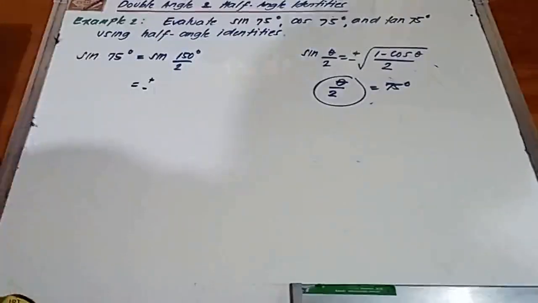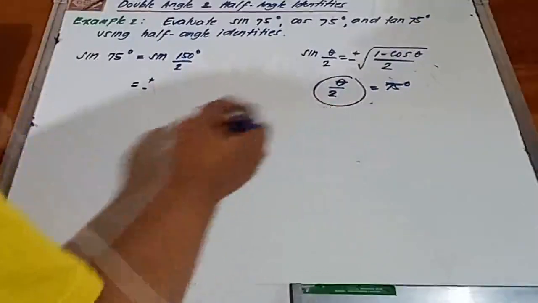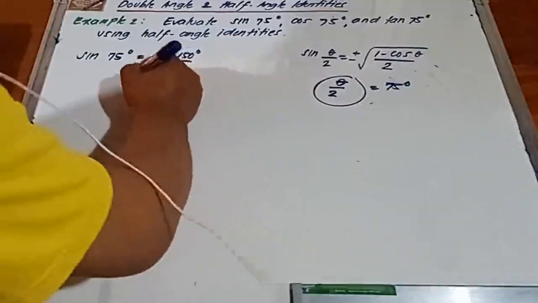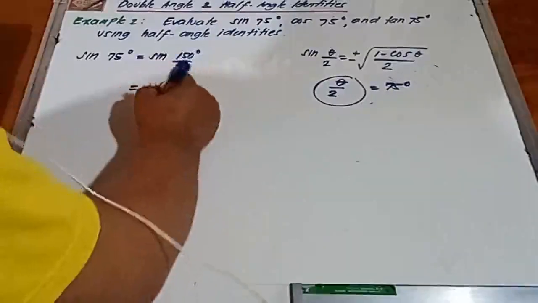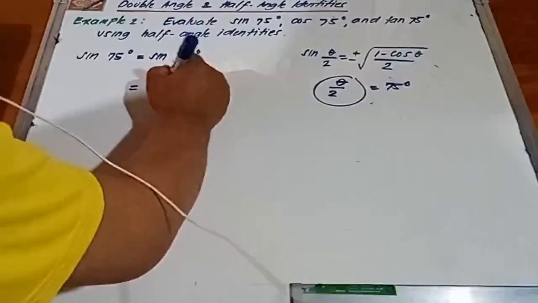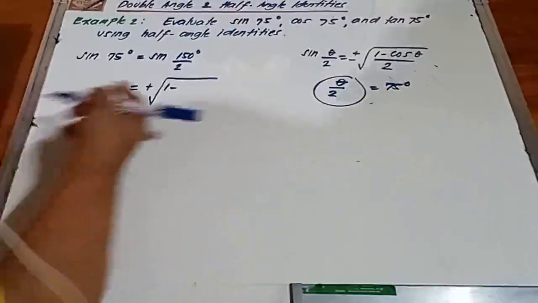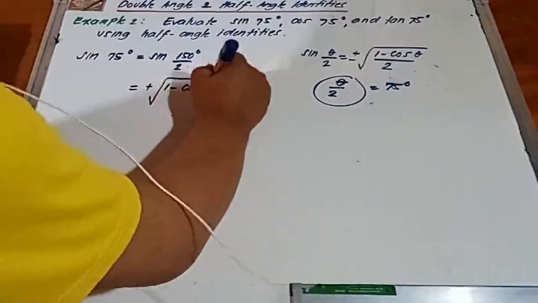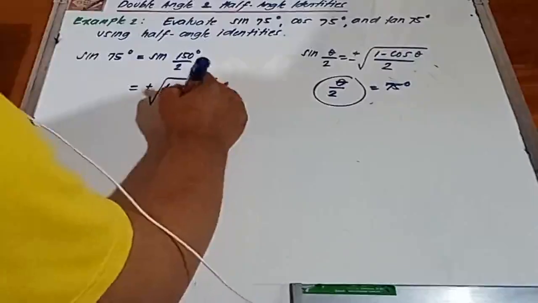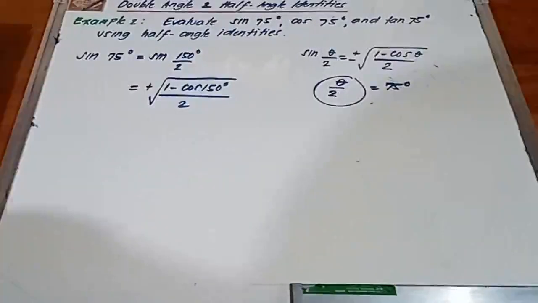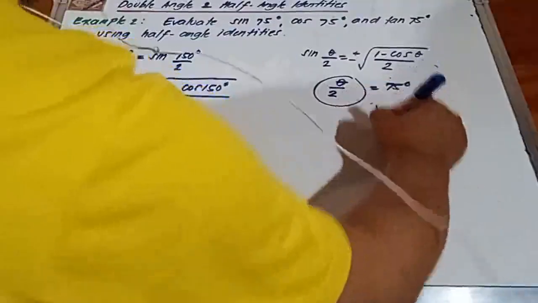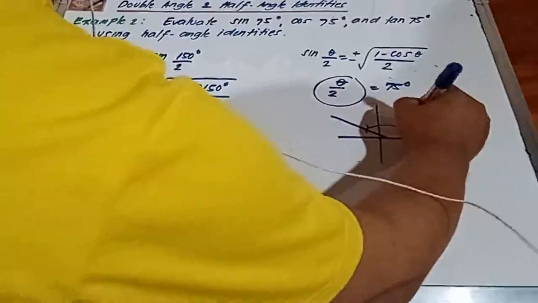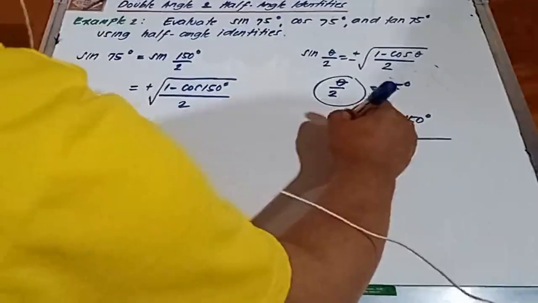Okay? So, nasa first quadrant siya. So, positive doon ang sine function. So, gagamitin natin plus. Plus square root of 1 minus, again, yung ating theta is 150 degrees. Cosine 150 degrees over 2. Okay. And then, gagamitin natin yung ating reference angle. Okay. So, ito yung ating 150. Ang reference angle natin is 30 degrees.